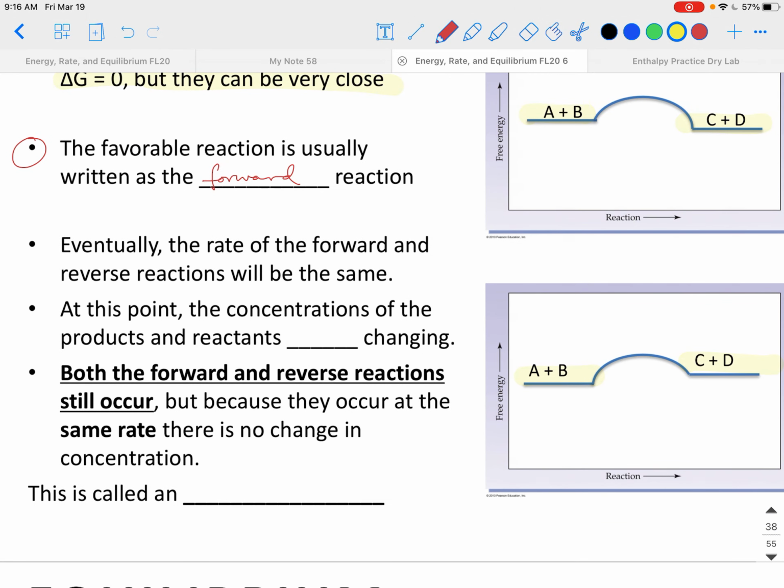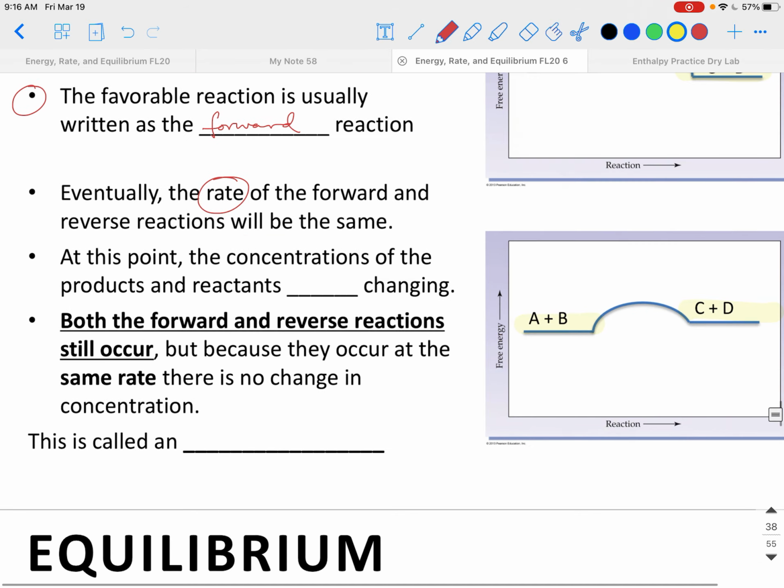Okay, so eventually what's going to happen is, here's the word: rate. We're going to key on this. The rate of the forward reaction and the reverse reaction will be the same. So C and D will be remaking A and B at the same rate that your initial reactants A and B are making C and D. Those rates will become the same. That's a key point here. And when that occurs, this is an important point, the concentrations of the products and reactants stop changing. Stop changing.